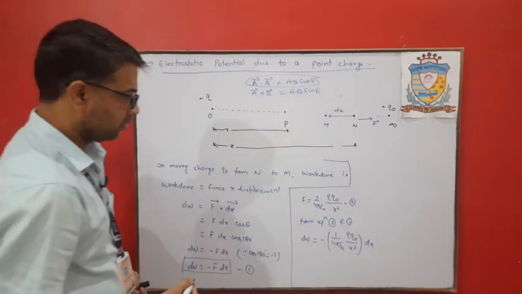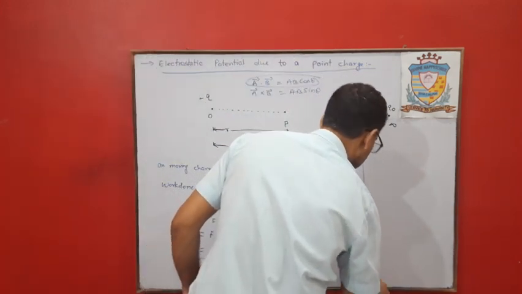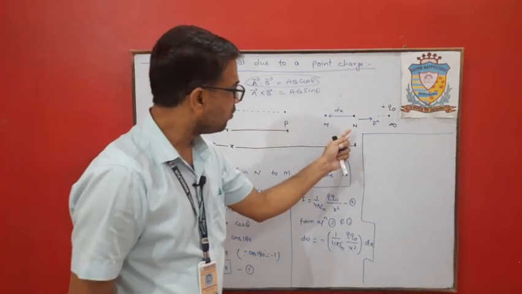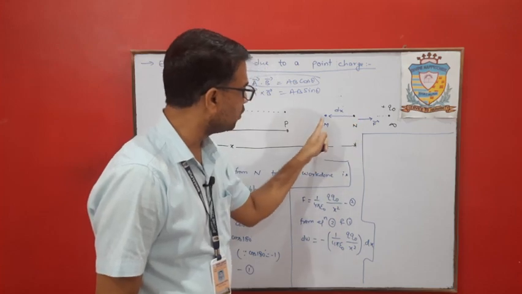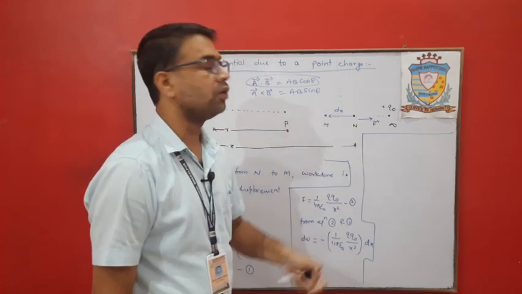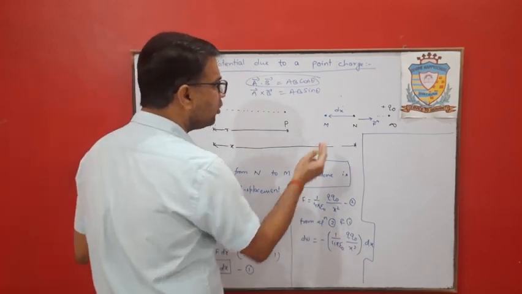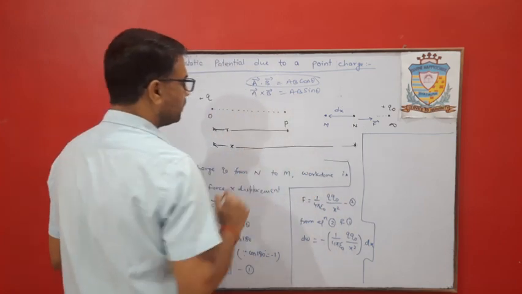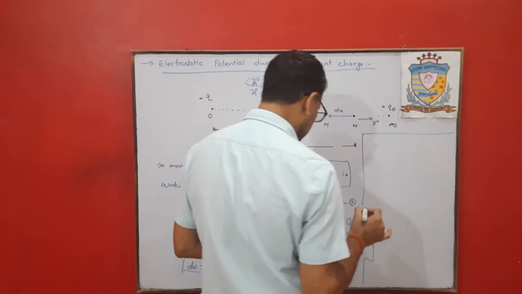Okay. So this is the small work done that we have to do to move this charge q naught from N to M with the displacement of dx. Now we will find out the total work done to move this test charge from N to P. So in that case, what we have to do?